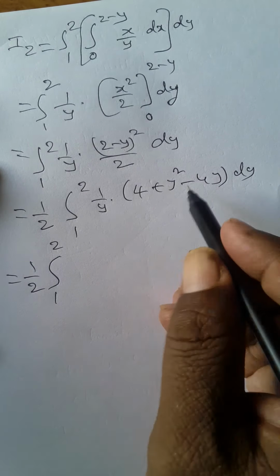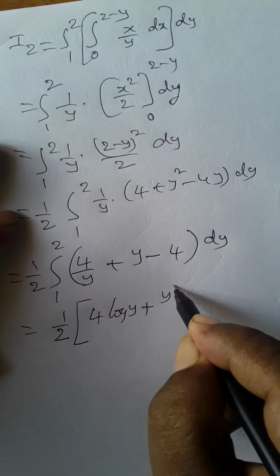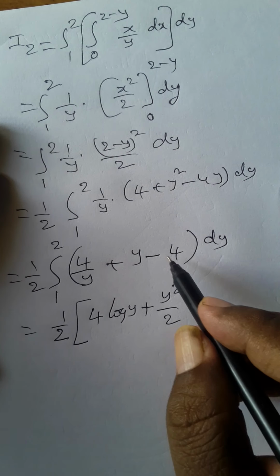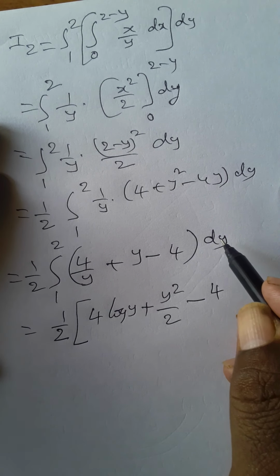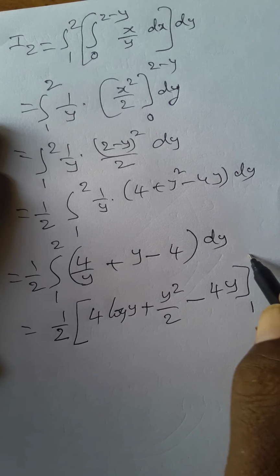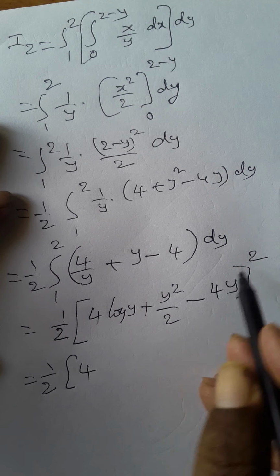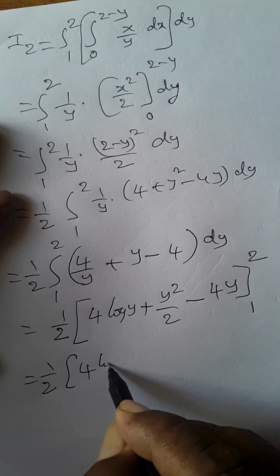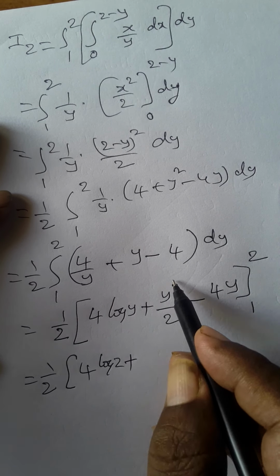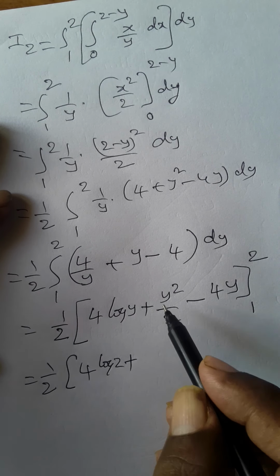Now integrate it. 4 constant, integral 1 by y dy is log y. Integral y dy is y square by 2, minus 4 into integral dy, y. Limits 1 to 2. Instead of y, you write the upper limit: 4 log 2 plus 2 square by 2 minus 4 into 2, that is 8.